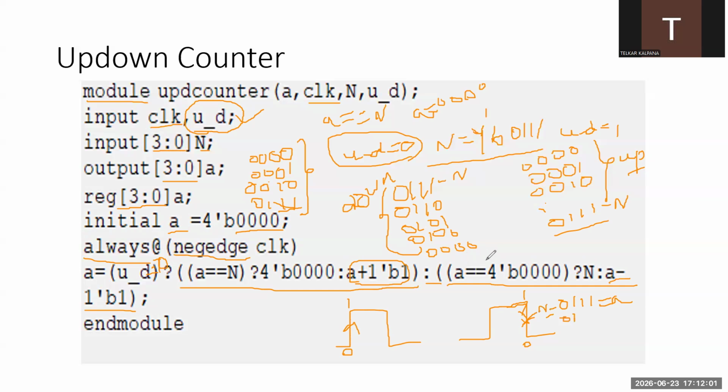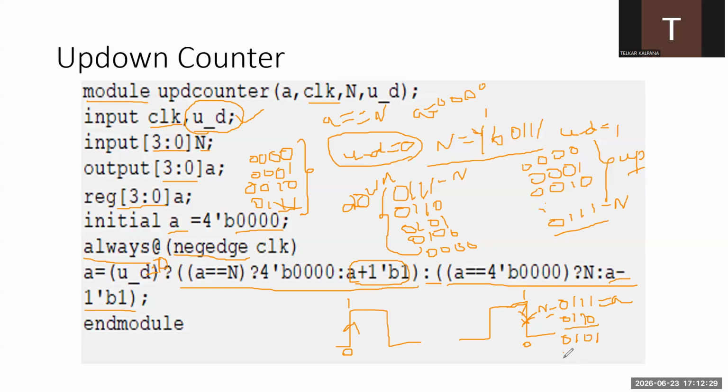7 is not equal to 0. The condition is not satisfied. Then A will be decremented by 1. A decremented by 1 means the value becomes decimal equivalent 6. Now A is going to take the value 6. Again, it is compared with 4 bits of zeros. The condition is not satisfied. Both are not equal. Again, it will be decremented by 1, so it will be 5.